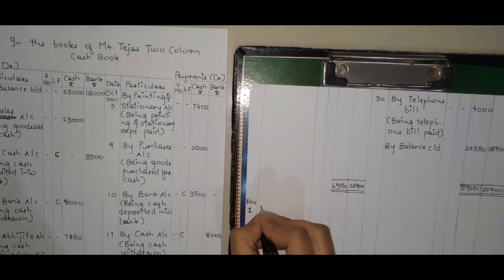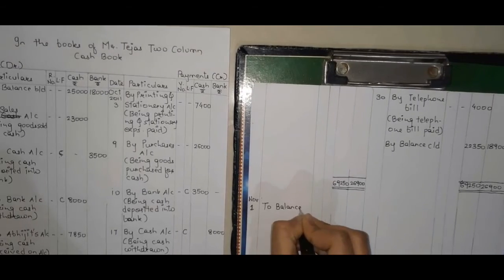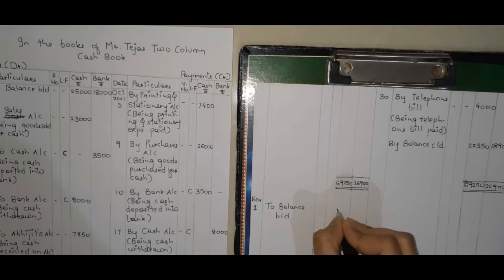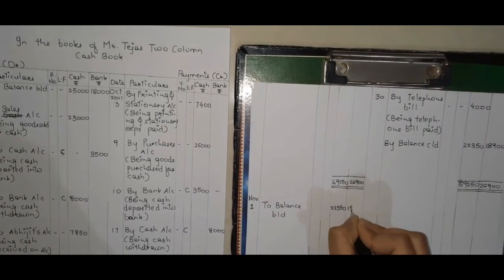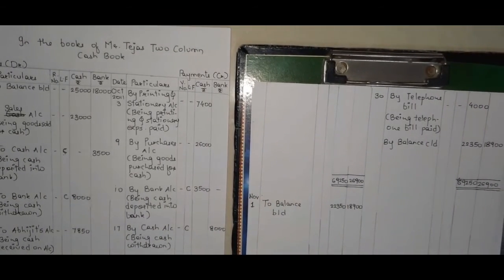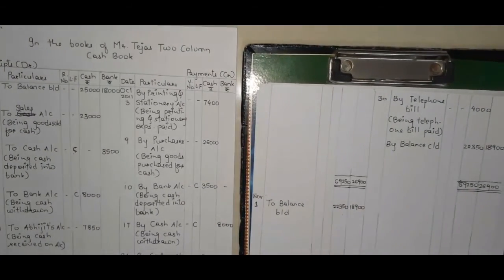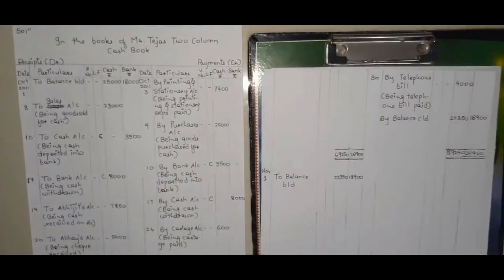So here I will write down to balance brought down the amount 22,350 and 18,900. So this will be the opening balance of next month of cash column and bank column. So this is the end of our example. I hope you all understood this. So that's the end of our example of double column cash book.